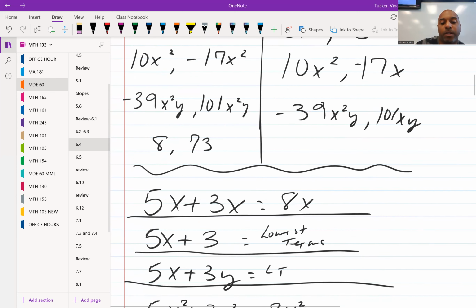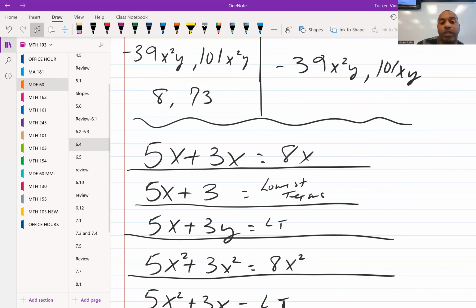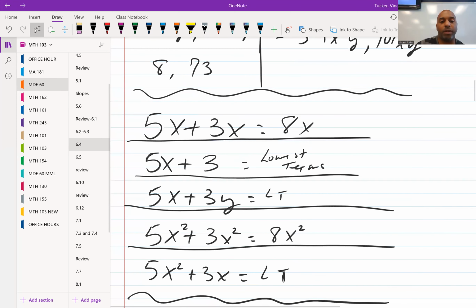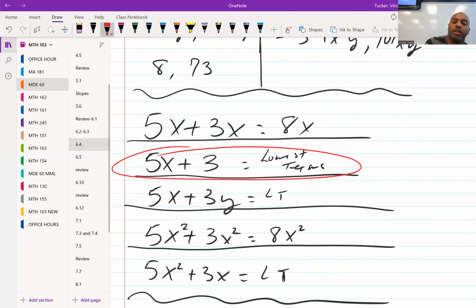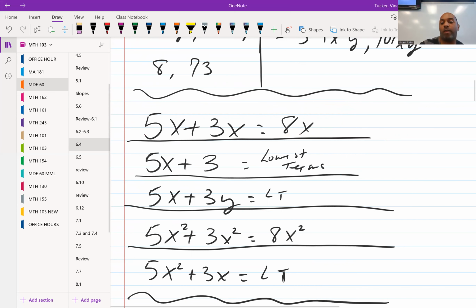So next few things, similar scenarios, but something different in each case. I just want to re-emphasize what we can and cannot add to each other. The first scenario, we have 5x plus 3x, and that'll give us 8x. And the next one, 5x plus 3. One has x, the other one doesn't, so you cannot add them together. That expression is already in lowest terms. There's nothing you would be able to do with that.